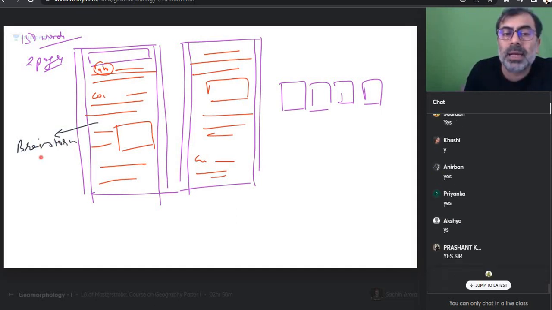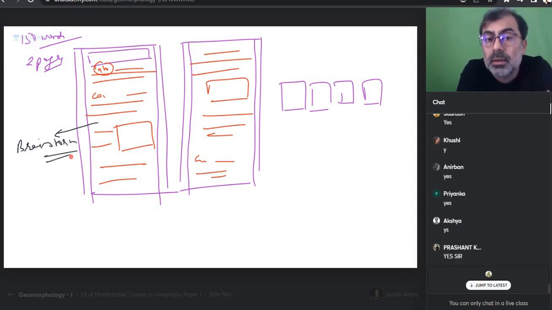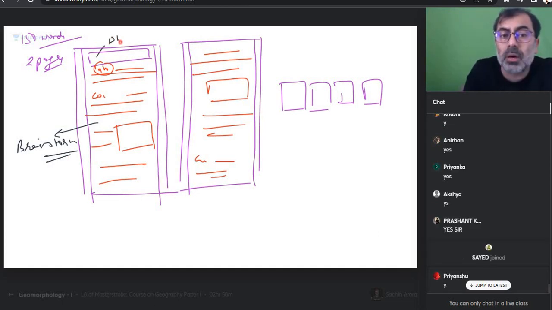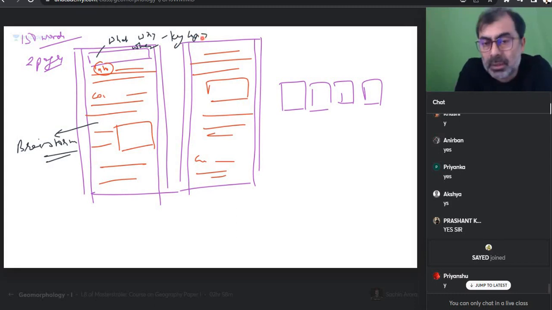brainstorm what paragraphs to make? What paragraphs are to be written? Because of what all is asked. Remember, I told you that you have to break the question. What, why, where, key topics. Yes or no? That was expected.